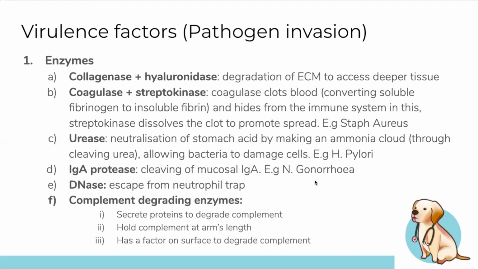You've got IgA protease, which essentially just cleaves the IgA in your mucosa, and then DNase. So when your neutrophils try to do things, they explode into a trap in an attempt to keep the pathogen in one place. And when it expresses DNase, it can just swim out after degrading that trap. And you've also got things that degrade complement, and we talked about complement last semester with immunology, and it makes it so that the complement can't do what it needs to do.